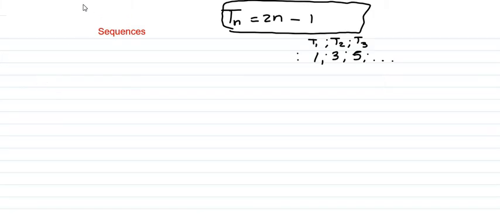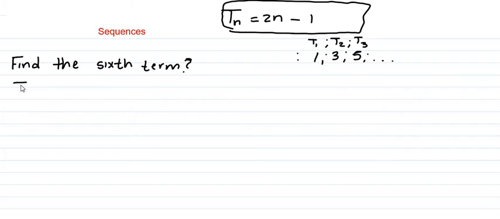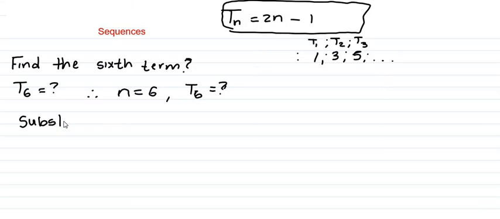So, the second question says find the sixth term. So, we must understand what they are giving us and what we are looking for. So, find the sixth term, which means we need to find T6. So, what we are given here, they gave us that n is 6. And then we are looking for T6. Now, the idea is that we substitute. We substitute what?